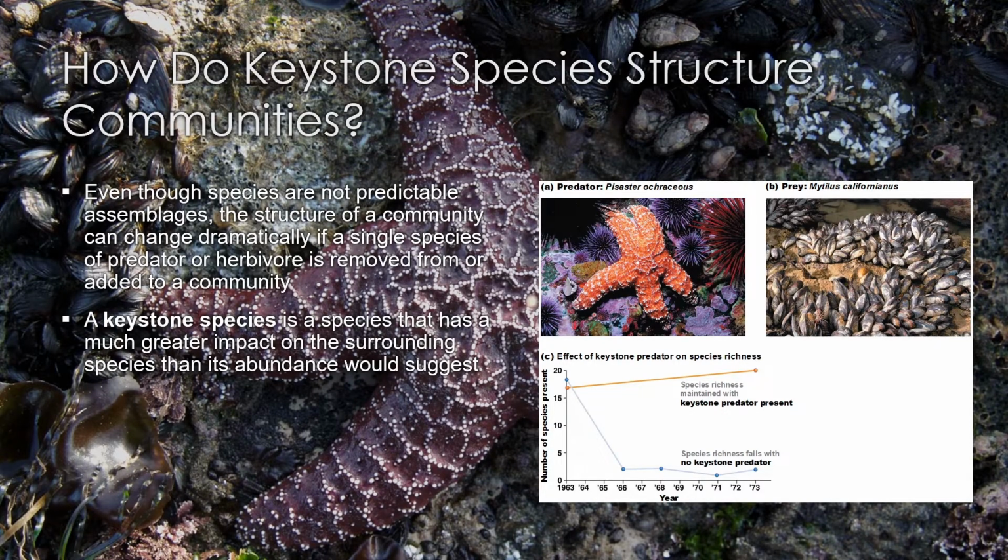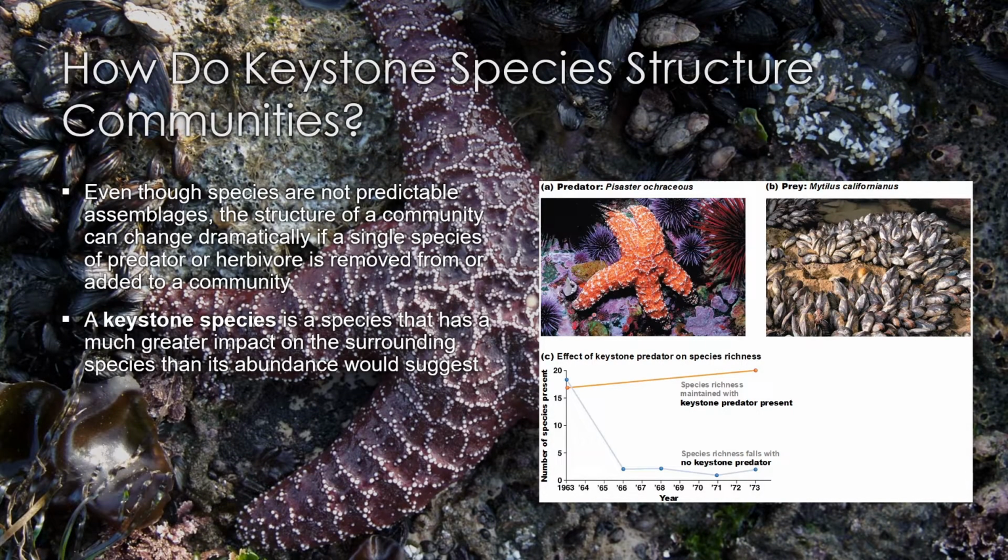To capture the effect that a predator such as P. ocraceus can have on a community, Paine coined the term keystone species. A keystone species has a much greater impact on the distribution and abundance of the surrounding species than its abundance would suggest. Sea stars are not just affecting their prey, they are also indirectly affecting many other species that interact with their prey.